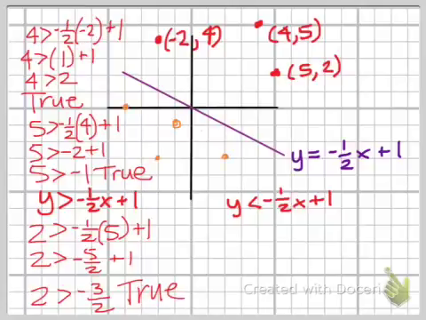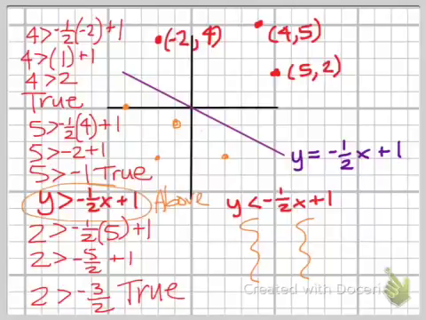Now we could do the same thing with points below the line, but we're not going to take that much time. So anything that's below the line is going to also be able to be plugged in to the inequality y is less than negative 1/2 x plus 1. So if it's greater than, it's above. If it's less than, it's below.